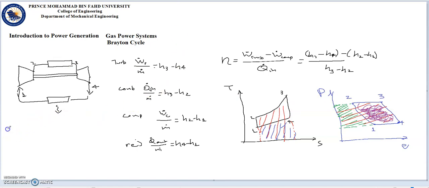We define the back work ratio as the work we need to offer to the compressor divided by the work we get from the turbine. So the green area divided by the red area, or from the enthalpies, this equals H2 minus H1 over H3 minus H4. For gas turbines, the back work ratios are of the order of 20 to 80%, and this is a lot higher than in vapor power plants, which is of the order of 1 to 2%.